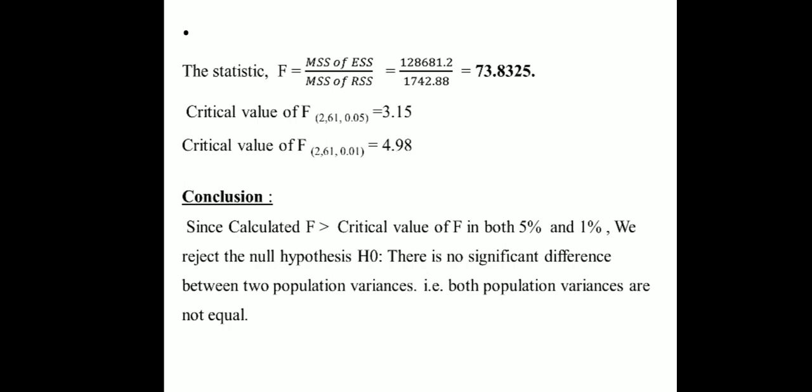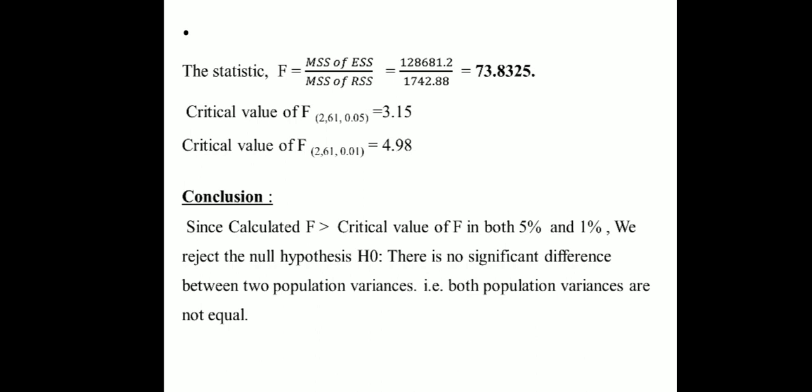The critical value of F, that is the table value of F for 2 and 61, where 2 is the numerator and 61 is the denominator degrees of freedom, at 0.05, that is the 5% level of significance, equals 3.15. Similarly, the critical value of F at the 1% level is also obtained from the table. You have to refer to the table and get the values.